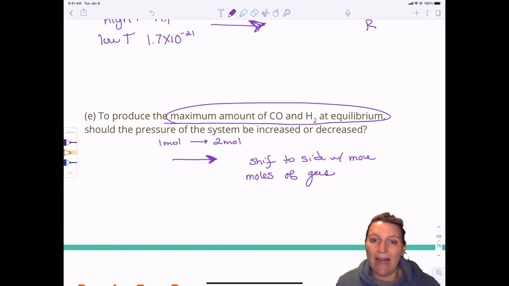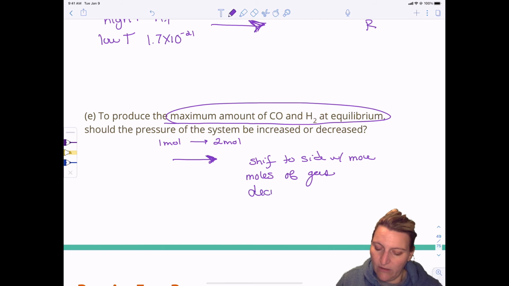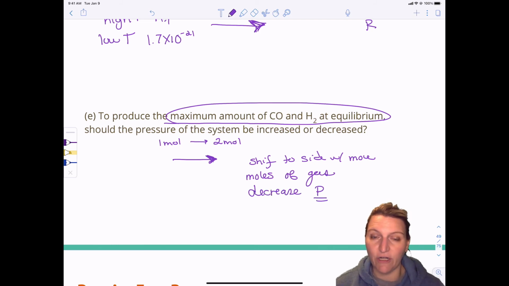And that happens when I decrease the pressure, because the system will want to increase the pressure, and so therefore it will shift to the side with the more moles of gas. So if I want to maximize the amount of carbon monoxide and hydrogen, I would want to decrease the pressure.